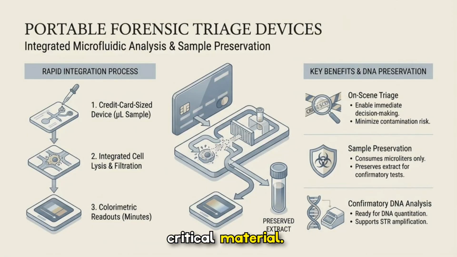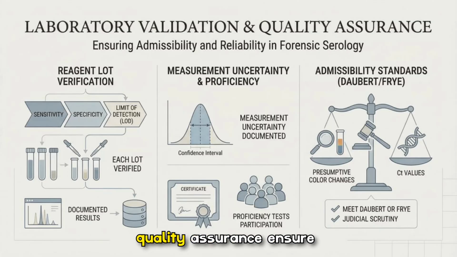Laboratory validation and quality assurance ensure serology results are admissible and reliable through reagent lot verification, documented sensitivity and limits of detection, and measurement uncertainty reporting. Regular proficiency testing and adherence to admissibility standards, such as Daubert or Fry, provide the procedural backbone that supports judicial scrutiny and helps courts weigh serological evidence appropriately.